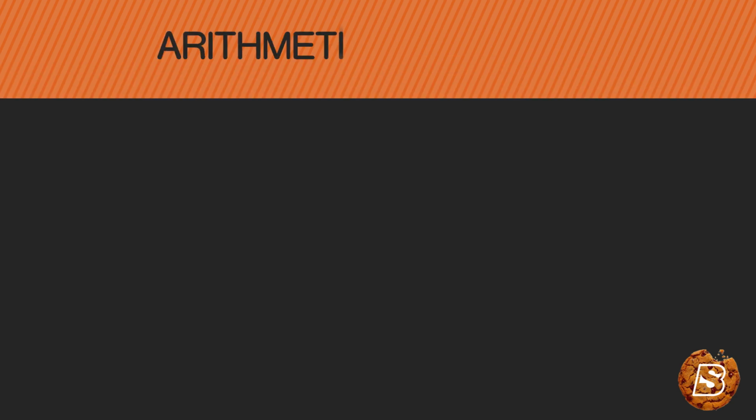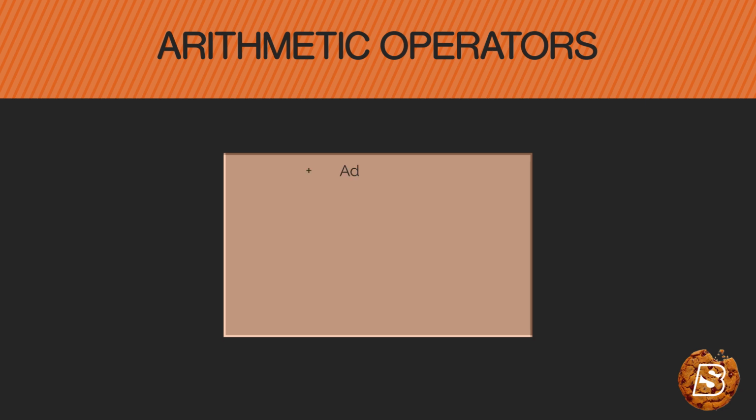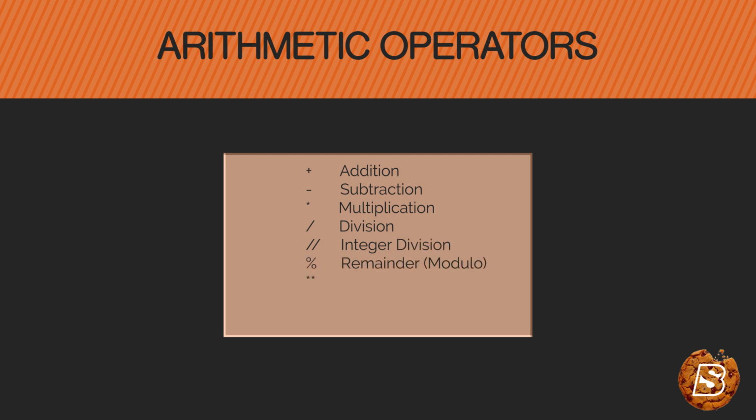In this lecture, we'll be covering arithmetic operators in Python. And here is the list of all the arithmetic operators. We have addition, subtraction, multiplication, division, integer division, remainder, that's the modulus operator. Then we have exponent, unary negative, and unary positive. Let's go ahead and take a look at all of these.